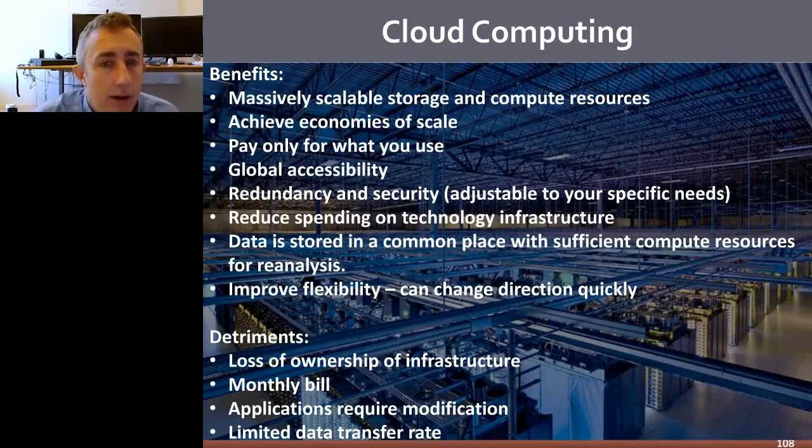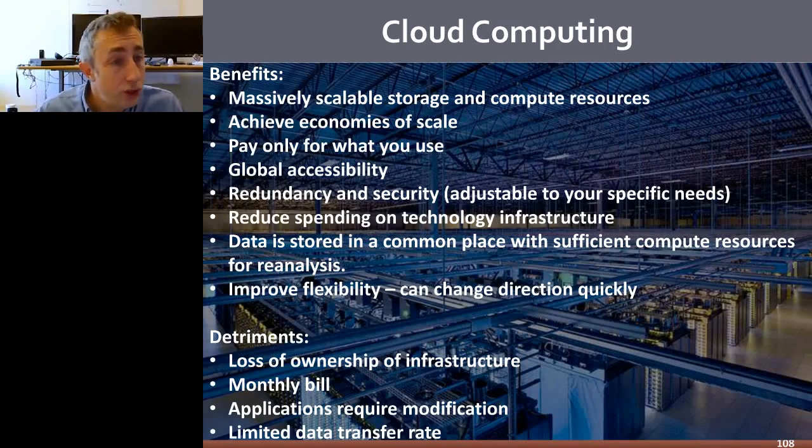It's based in the cloud, and there are some pros and cons of cloud computing. One, of course, is the massively scalable storage and compute resources. You don't need to worry about running out of disk space all the time; you just pay for more storage at Amazon as you need it. You can achieve economies of scale. If everybody in the entire community is putting things into the same account, we get a benefit because Amazon Web Services will charge us less money to hold petabytes of data than they would if we just had a few terabytes.